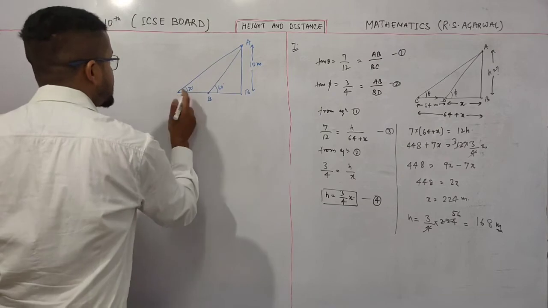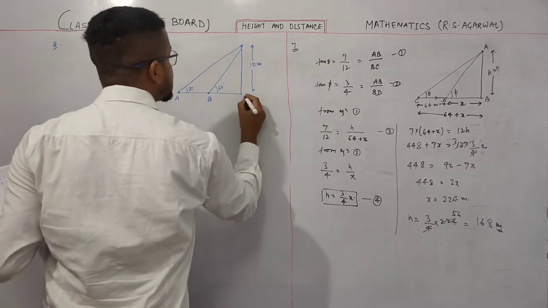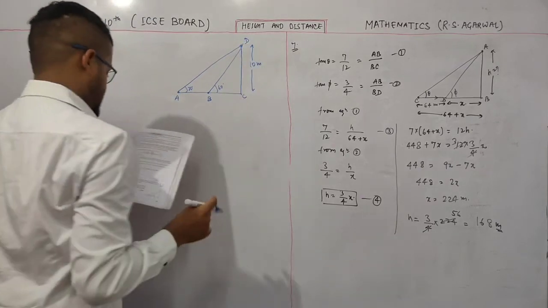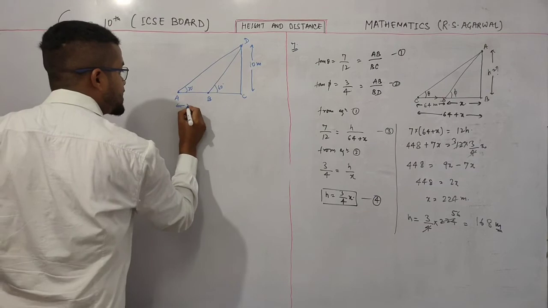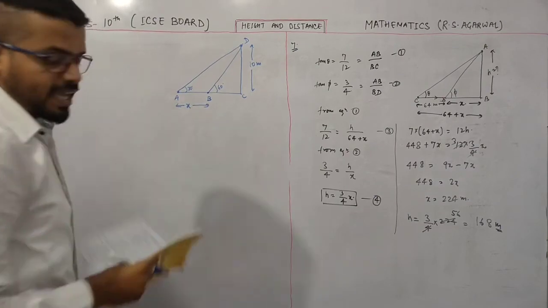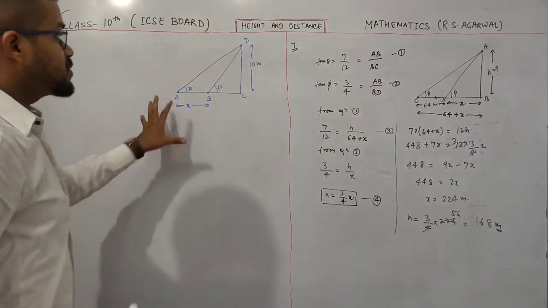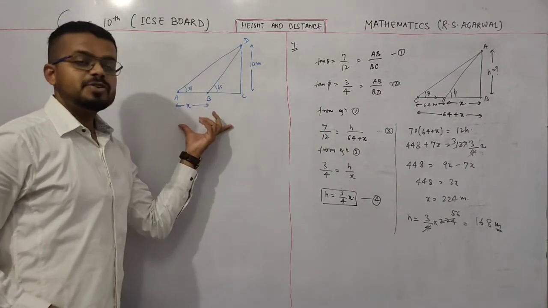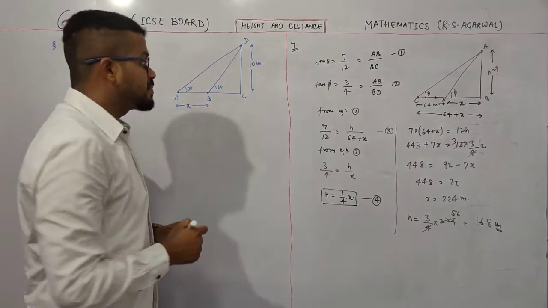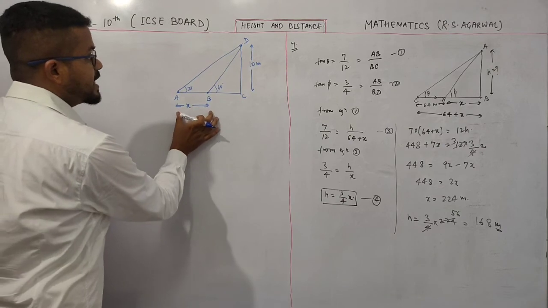Sorry, this is the A point given in the question. A, B, C, D. Distance between A and B. We have to find the distance between these two. A and B. How do we proceed with this question? Whenever you get a question, read the question carefully and try to draw the diagram. Once you draw the diagram, you can easily solve the problem. So here we have to find the distance x.